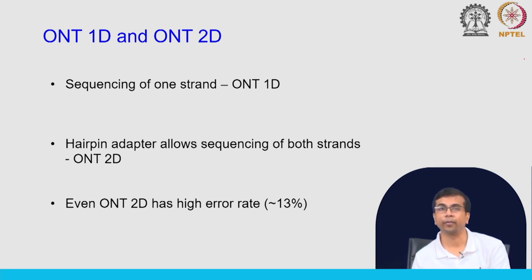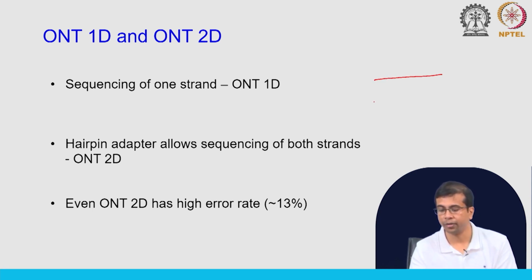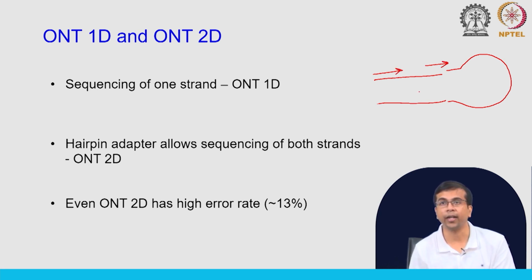ONT stands for Oxford Nanopore Technology in short. So, ONT 1D, where we have the DNA molecule, and as we have mentioned, we have this hairpin adapter. We can sequence only one side, because these are complementary strands of double stranded DNA. This protein that is present at the entry of the nanopore will pass only one side, and we can detect this sequence. So, that will be ONT 1D.